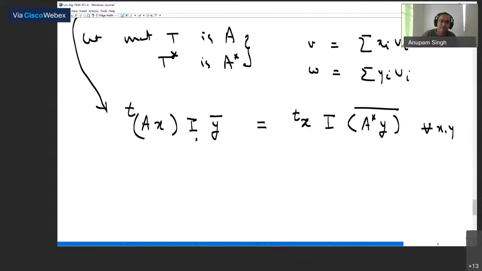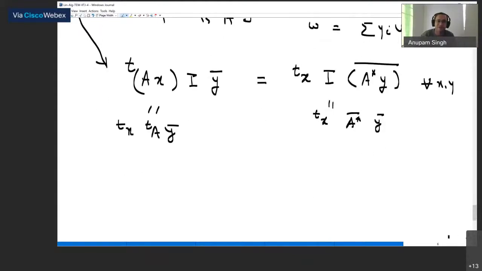And now again, I had given an exercise. So let's just rewrite this. This is X transpose, A transpose, Y bar. This is simply X transpose, A star bar, Y bar. Okay, and then I had given this exercise that if something is happening for all X, Y, then the matrices between them are the same. So this will tell me that A transpose is A star bar, which means that actually the matrix A star can be obtained from A by simply taking bar transpose.